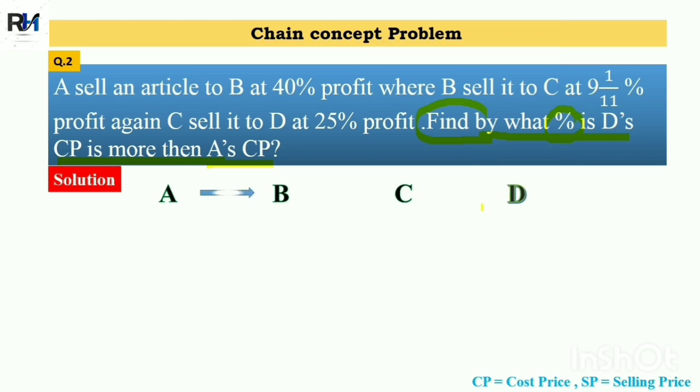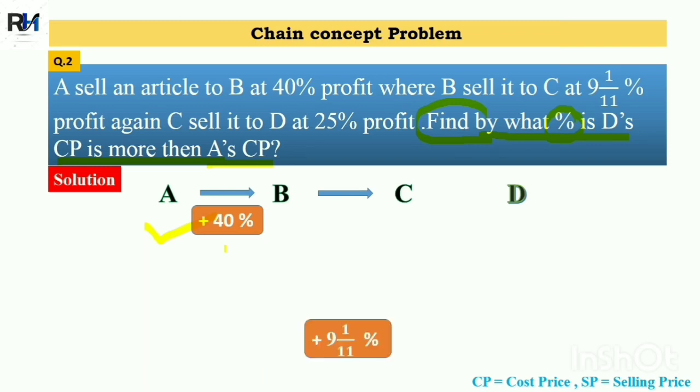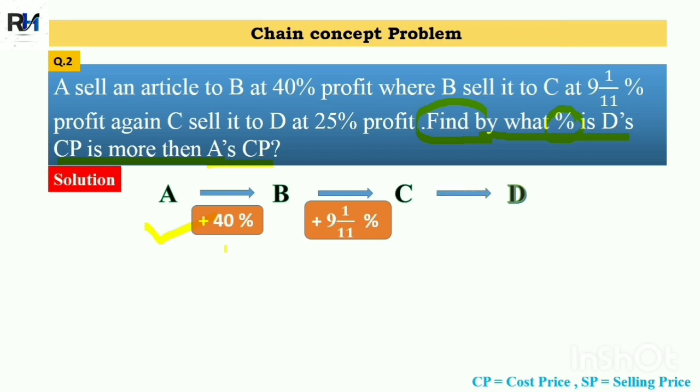A sells the article to B at a profit of 40%. Again B sells it to C at a profit of 9 1/11 percent. Again C sells it to D at 25% profit.